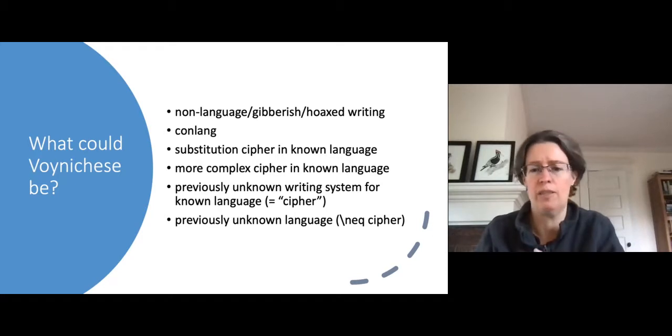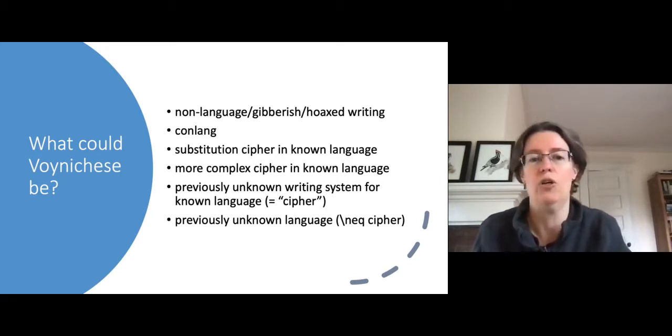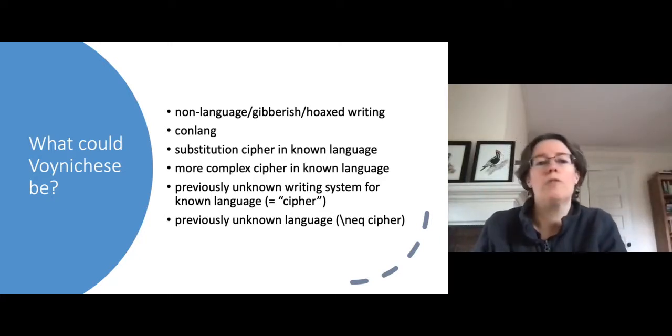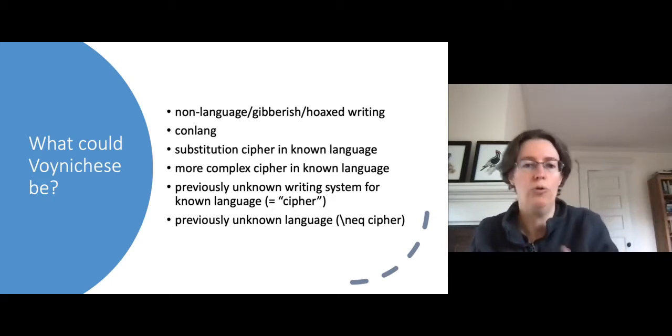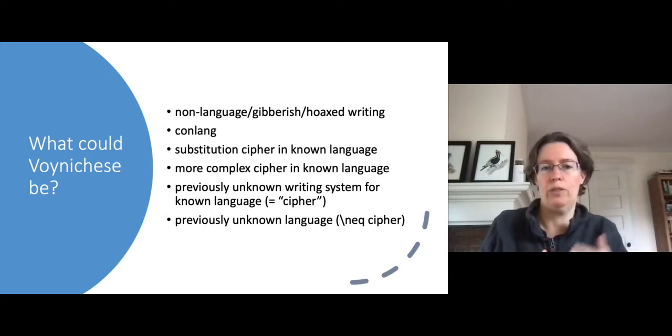And so I think there are 6 different things that we could think of Voynichese as encoding, 6 types of system, as it were. If you can think of others, please let me know as well, because these are the 6 that we've been focusing on. So first of all, it could be non-language. It could be some sort of gibberish, some sort of hoax writing, some other type of non-linguistic system.